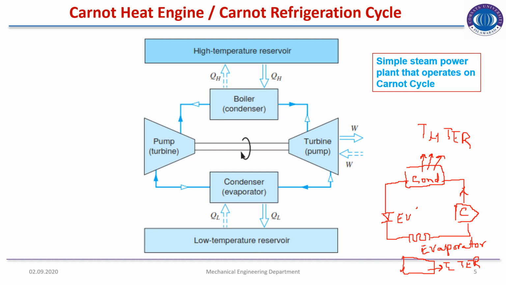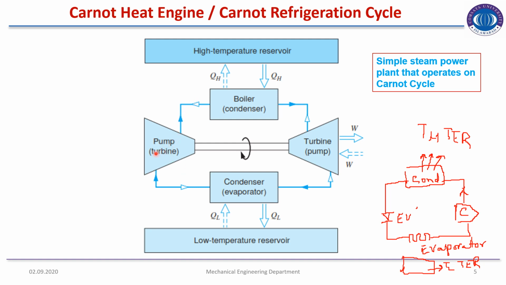I will start again. The compressor is that pump, so it will increase the pressure as well as the temperature. The condenser coil at the back side of your refrigerator will reject heat. So the dotted line QH is rejected to the high temperature thermal energy reservoir. TH, the high temperature thermal energy reservoir, is the ambient air. So the temperature will be reduced.